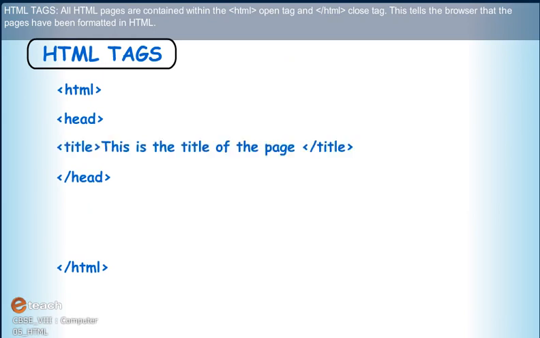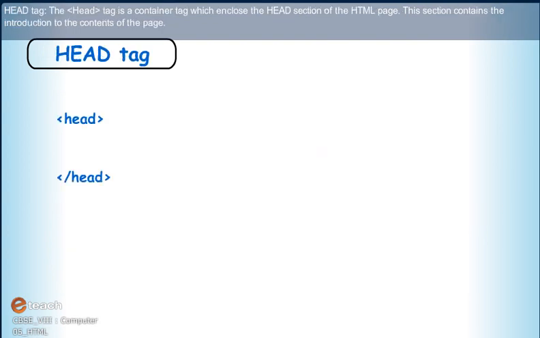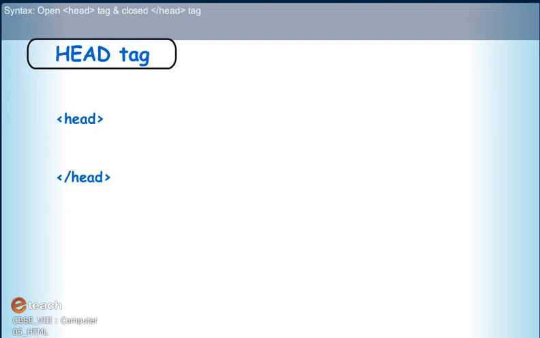HTML tags. All HTML pages are contained within the HTML open tag and HTML close tag. This tells the browser that the pages have been formatted in HTML. Head tag. The head tag is a container tag which encloses the head section of the HTML page. This section contains the introduction to the contents of the page. Syntax: open head tag and close head tag.